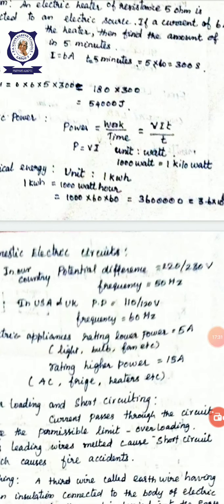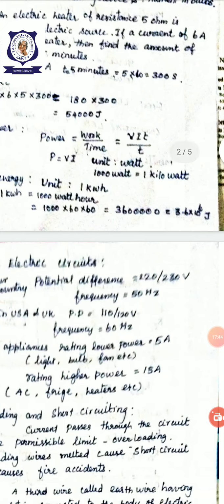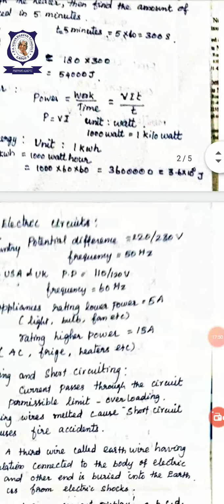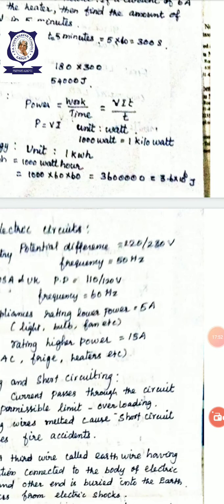So 1 kilowatt hour is equal to 1000 watt hour. Just convert this hour into seconds: 60 into 60. So totally it comes to 3.6 into 10 power 6 joules. So 1 kilowatt hour is equal to 3.6 into 10 power 6 joules.